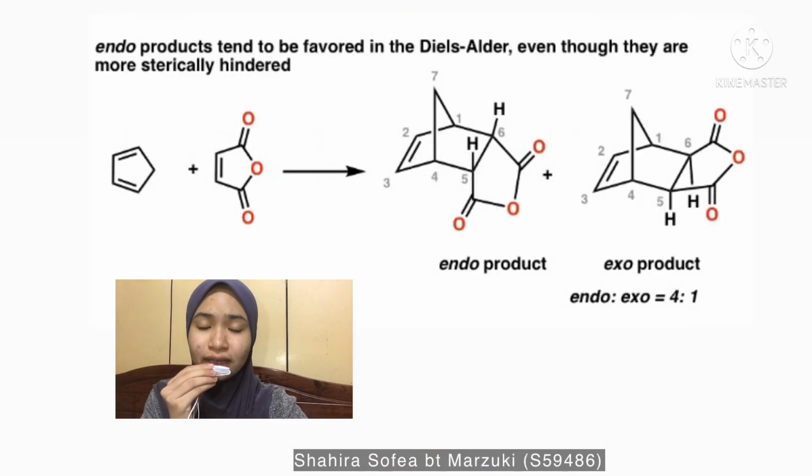The endo product is the main product because it is formed when the electron withdrawing group of the dienophile is pointing towards the pi electrons of the diene.